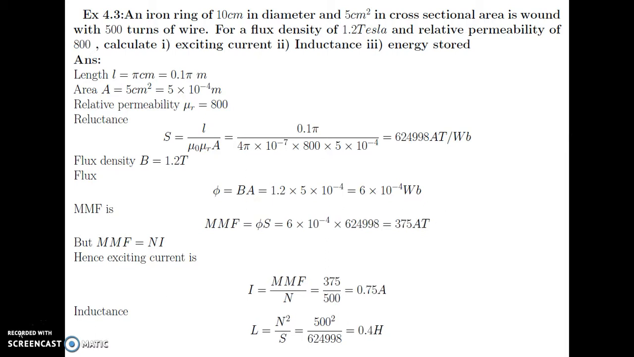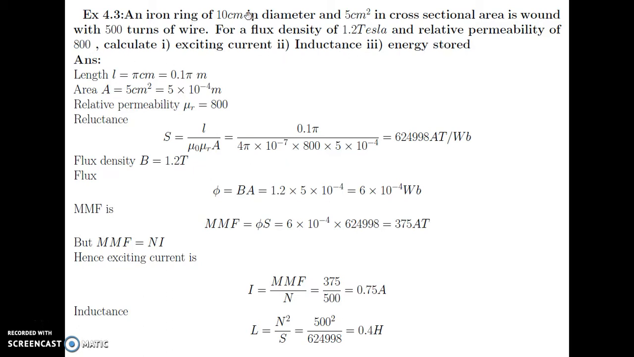In this example, an iron ring of 10 centimeter in diameter and 5 centimeter square in cross-sectional area is wound with 500 turns of wire. For a flux density of 1.2 Tesla and relative permeability of 800, calculate exciting current, inductance and energy stored.